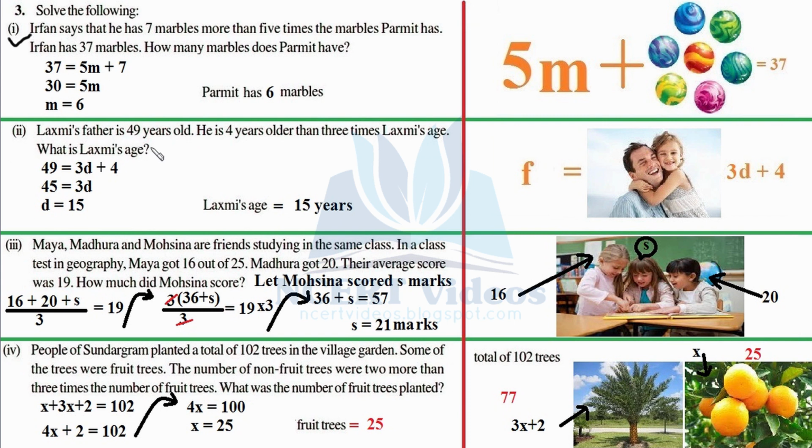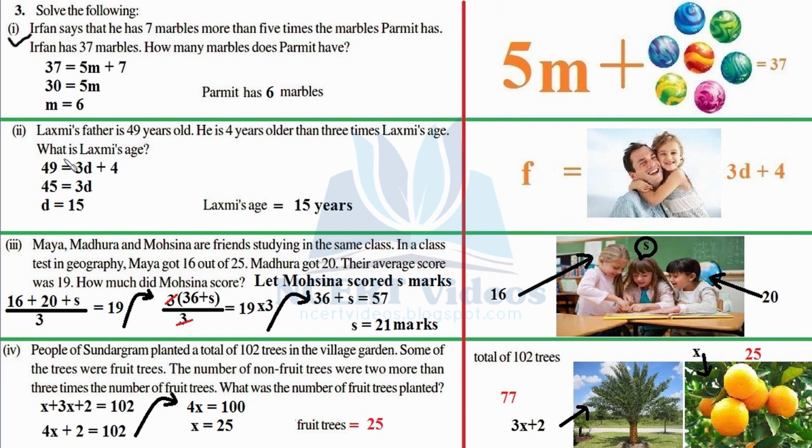Second, Lakshmi's father is 49 years old. So he is 49 years old, his present age. He is 4 years older. So this 49 is equal to how much? 4 years older means addition. Then 3 times Lakshmi's present age. So let's assume her age to be D because she's the daughter. So 3 times D plus 4 is equal to her dad's age, that is 49.